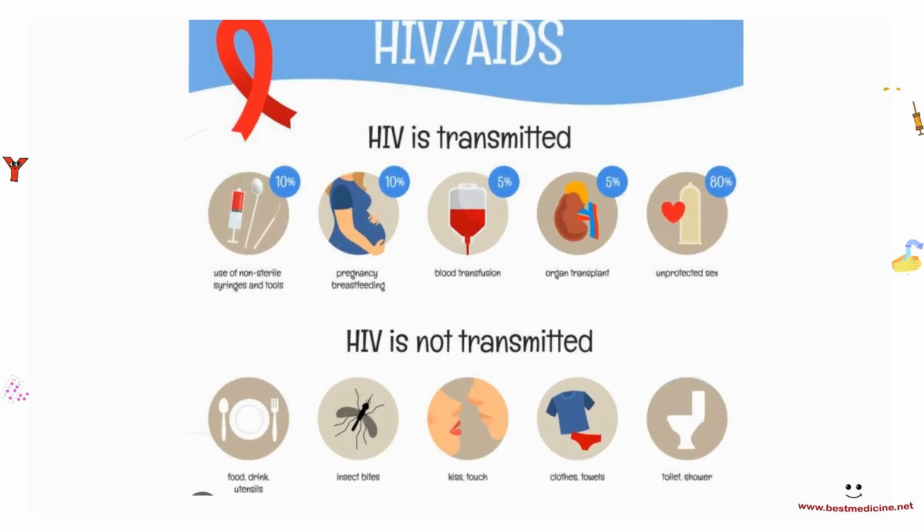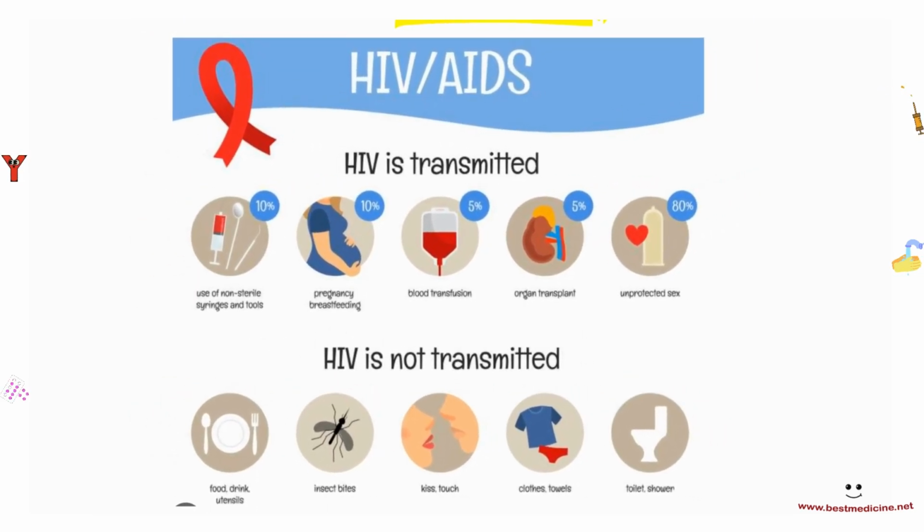So again, a little bit of extra information here is that HIV is transmitted using non-sterile syringes and tools, especially among drug addicts, pregnancy, breastfeeding, blood transfusions, if they are not screened, usually in the UK and most developed countries these are screened, organ transplants, if not properly screened, and unprotected sex, the most common.